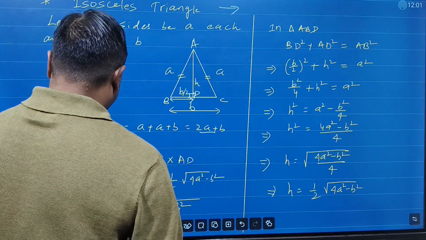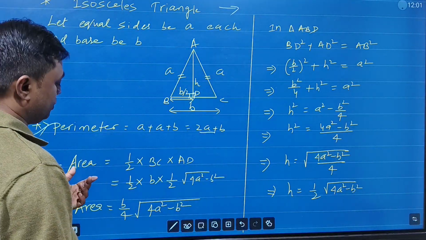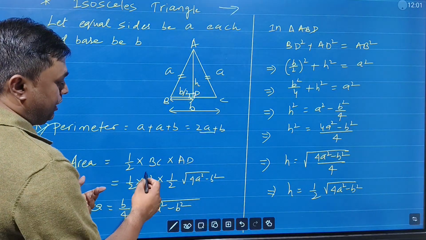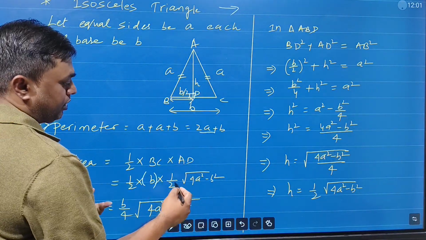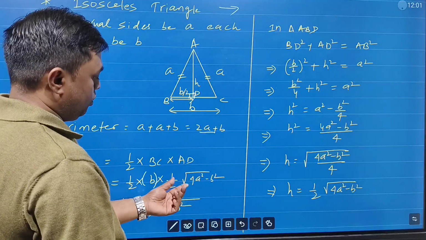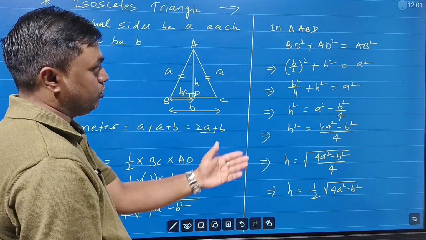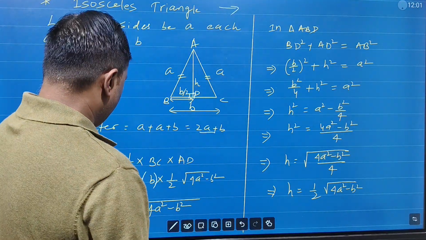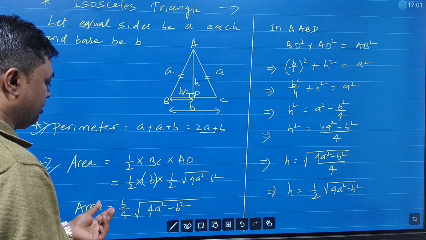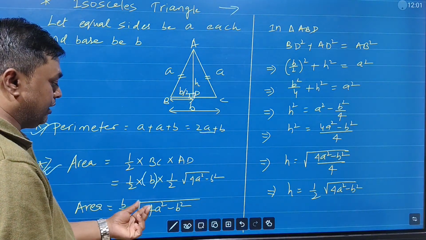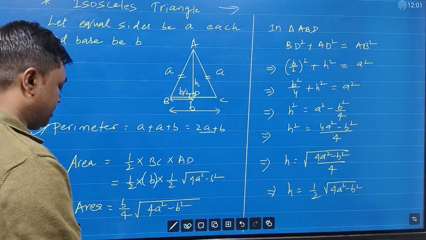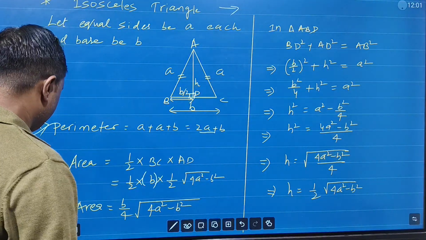Is it clear? So the area of this isosceles triangle is half into base into height. The base is B, and the height we are getting is half of root under 4A square minus B square. You can just glance over this one. What is the area if you solve fully? B by 4 root under 4A square minus B square. Directly you can remember also.